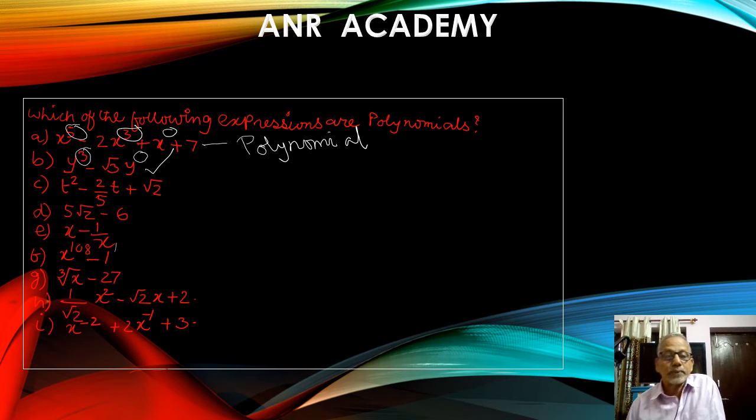Next one. t square minus 2 by 5t plus root 2. What are the powers of the variable t? t is a variable here. Powers are 2 and 1. So this is a polynomial.